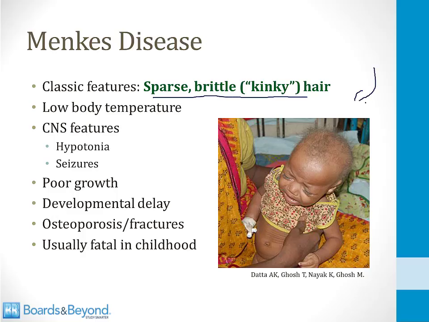This is a picture of a child with Menkes disease shown on the screen here. In addition, these children tend to have low body temperature, and they have central nervous system features like hypotonia and seizures. They display poor growth and developmental delay. Because of the collagen problems, they have osteoporosis and fractures, and this is usually fatal in childhood.